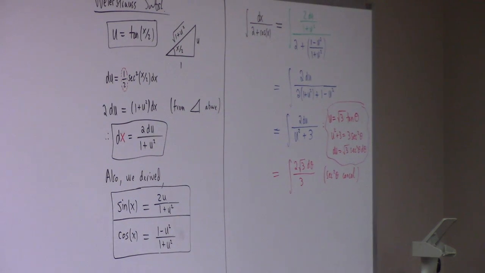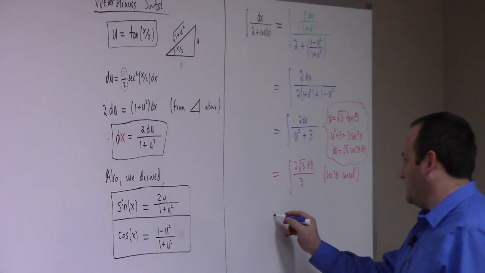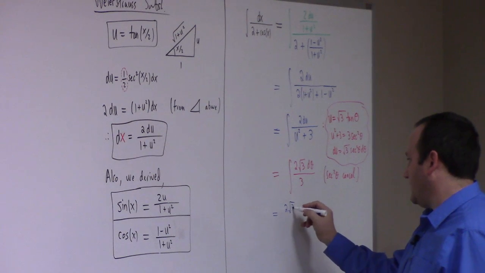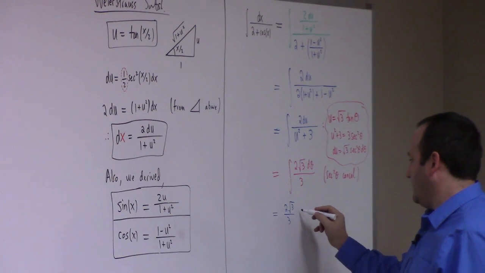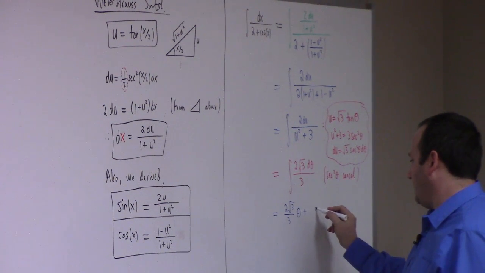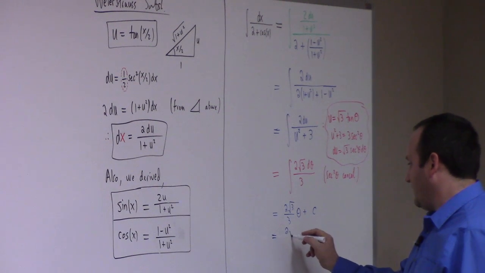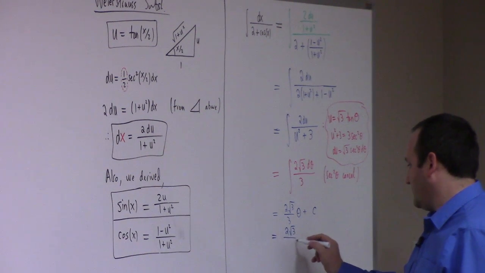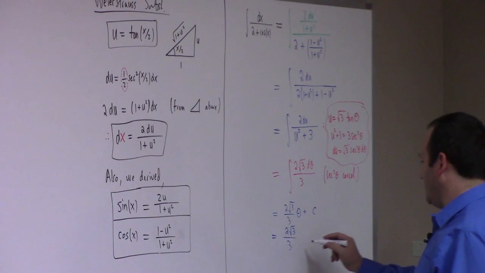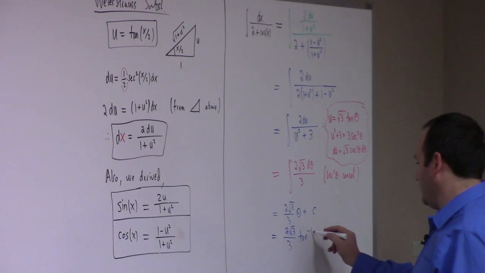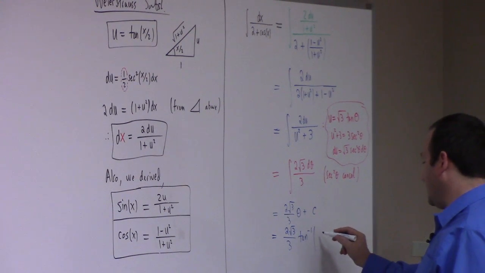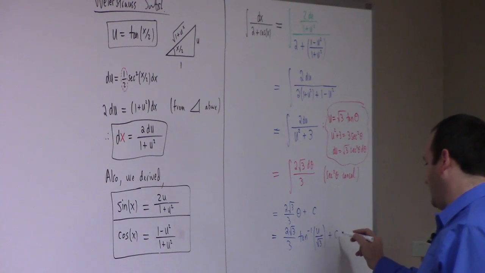Okay, so then what? This of course is 2 square root of 3 over 3 theta plus a constant, right? And then we can unwrap this. This is 2 square root of 3 over 3. Theta is the inverse tangent of u divided by the square root of 3, right?